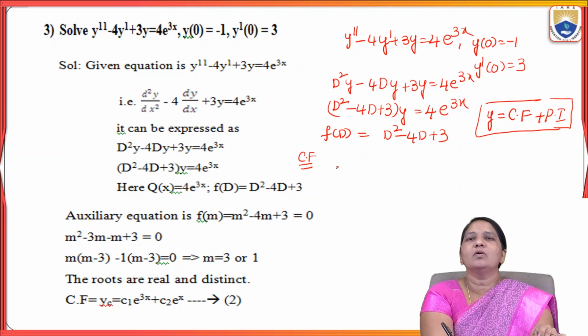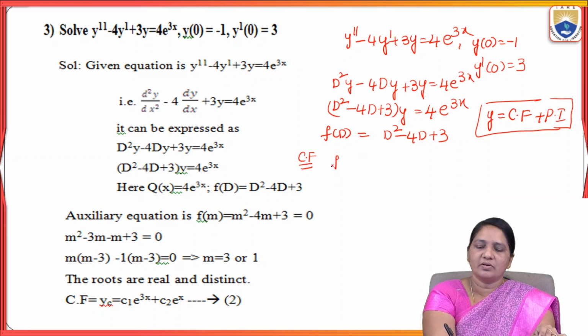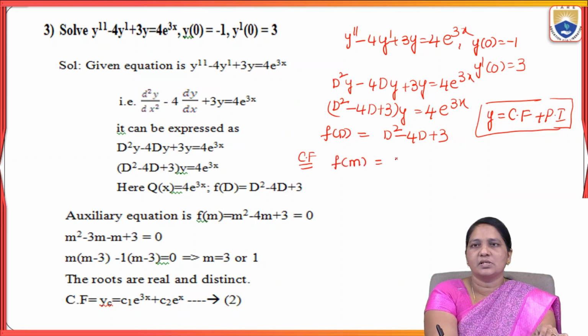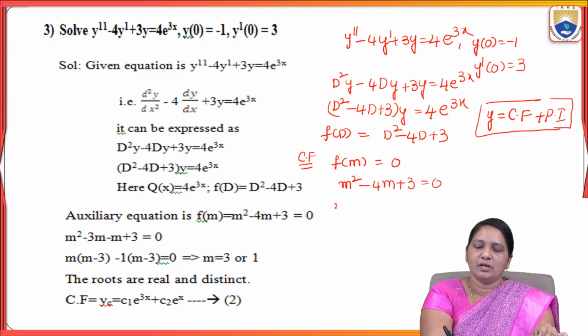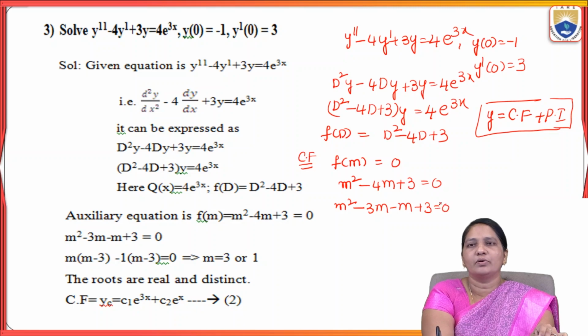First we have to write the auxiliary equation. The auxiliary equation is f of m equal to 0. So in place of D I am replacing m: m squared minus 4m plus 3 equal to 0. Now I am writing the factors here: m squared minus 3m minus m plus 3 is equal to 0.